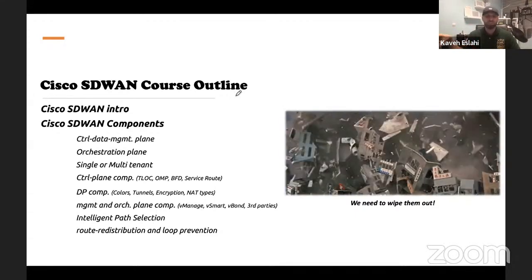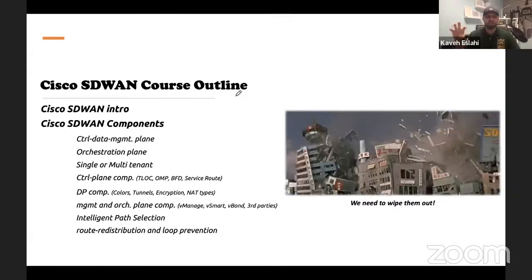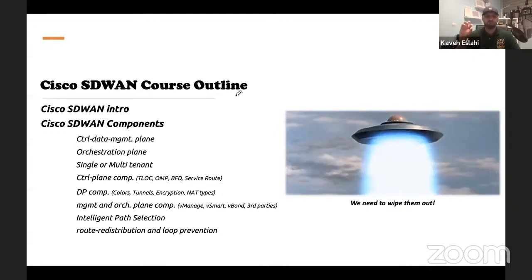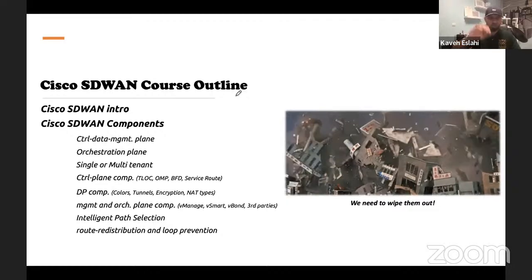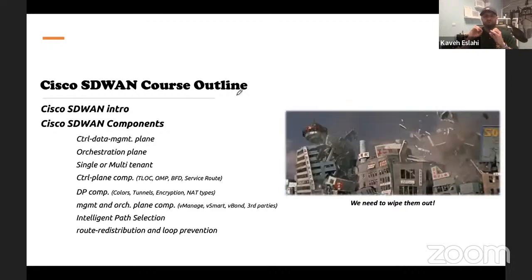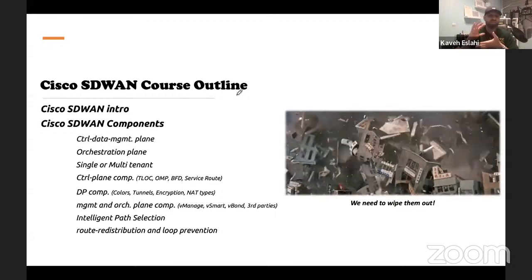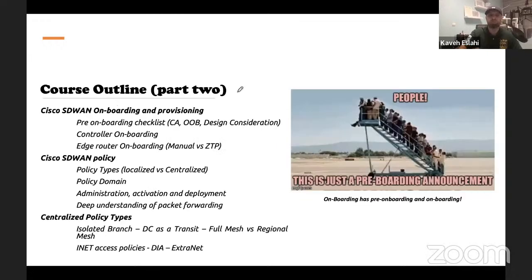A single or multi-tenant network environment. For the control plane components, we are going to talk about TLOC, OMP, BFD, and service routes. And for the data plane components, we are going to talk about colors, IPsec tunnels, encryption, NAT types, and even bidirectional forwarding. Sometimes in the control plane, we are going to talk about that as well. For the management and orchestration plane, we are going to talk about vManage, vSmart, and vBond, and some of the third-party applications out there, and about intelligent path selection and route redistribution, and also about the Cisco SD-WAN.